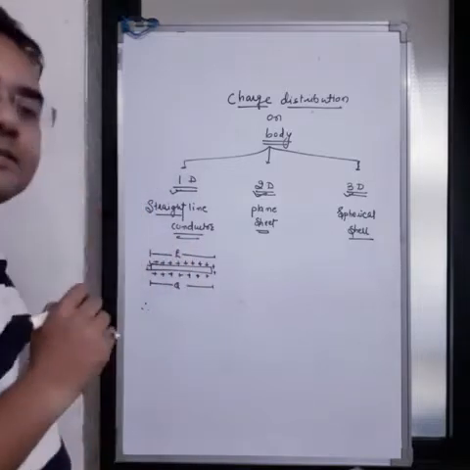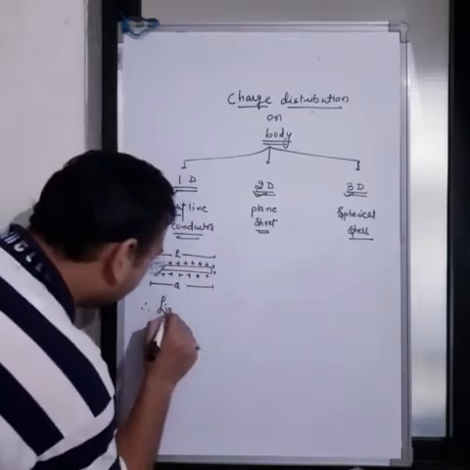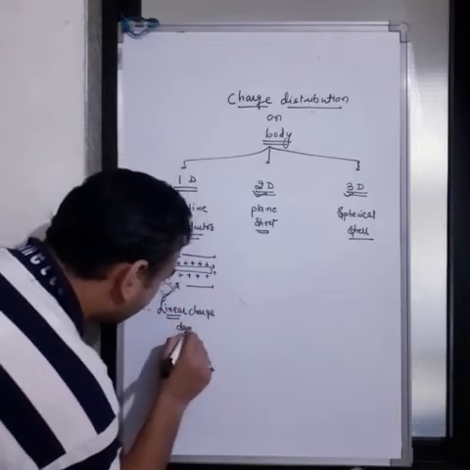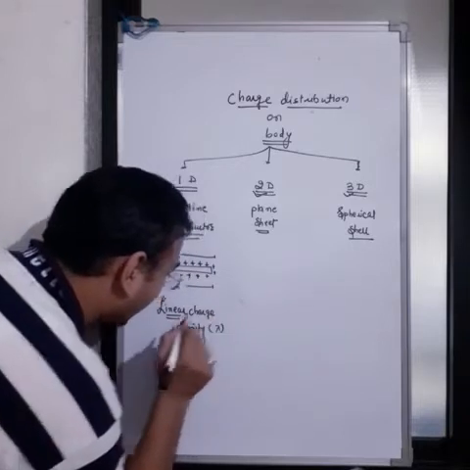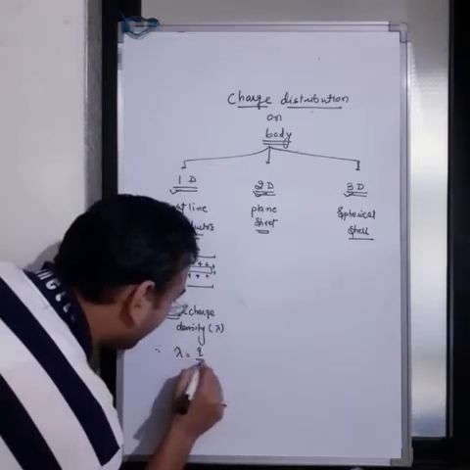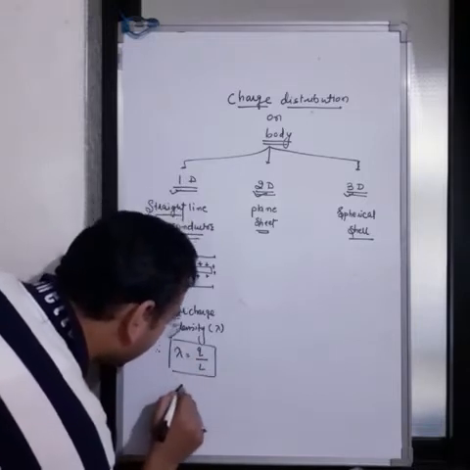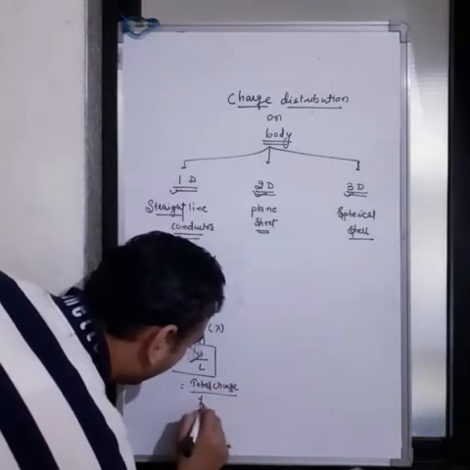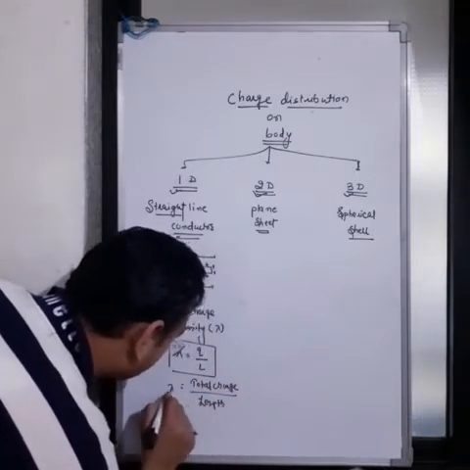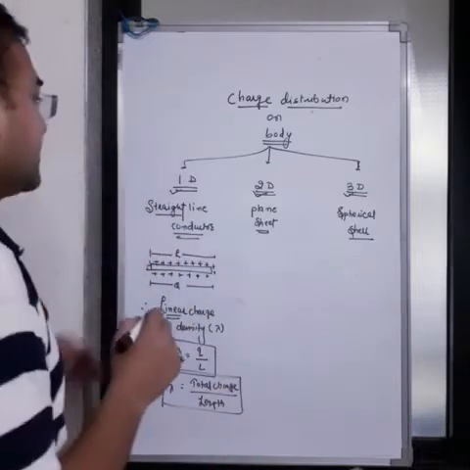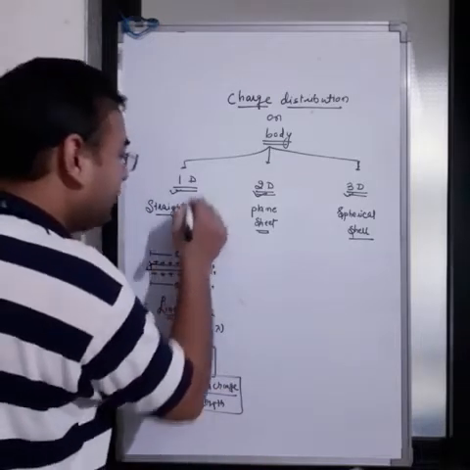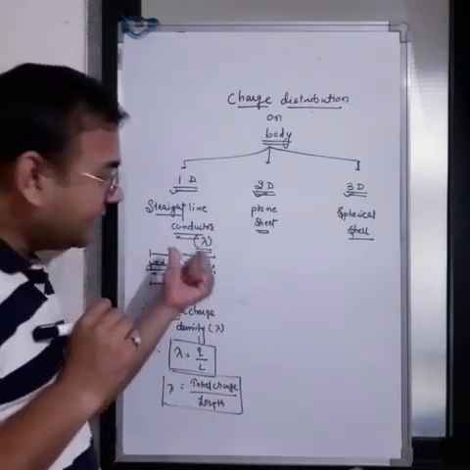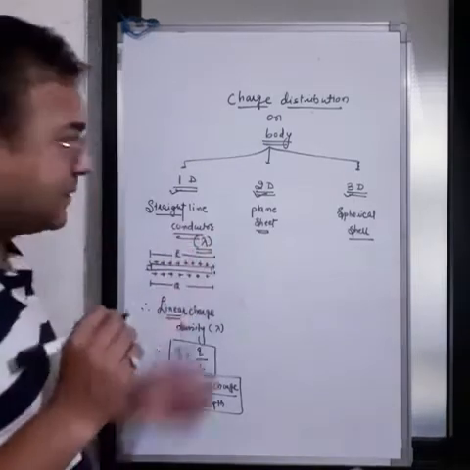we can consider linear charge density lambda, where lambda is equal to Q upon L, total charge upon length. So students, keep in your mind, here we use linear charge density, it's lambda.